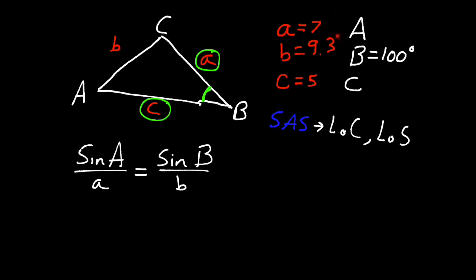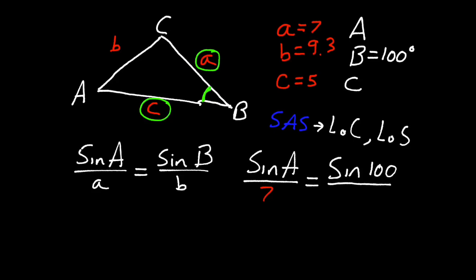Alright, so the sine of angle A divided by A equals the sine of B divided by B. Let's fill in what we know. We don't know angle A, so that's going to stay the sine of A divided by side A. We do know side A. It's 7. So divided by 7. And now the law of sines tells us that this is going to be equal to the sine of B, and angle B is 100 degrees, divided by the side length of B, which is 9.3.